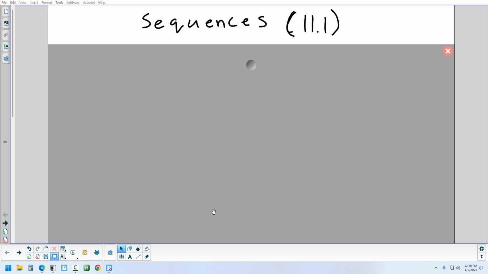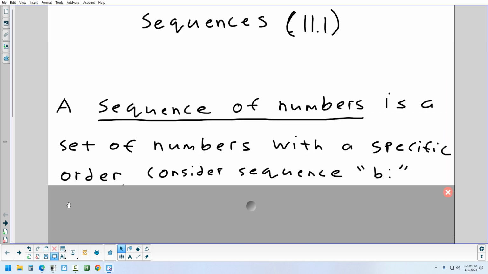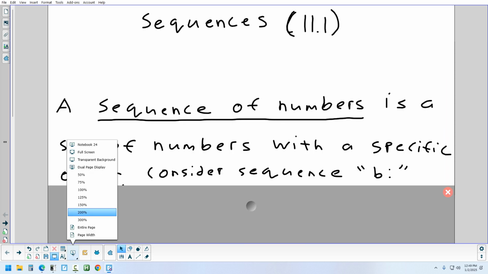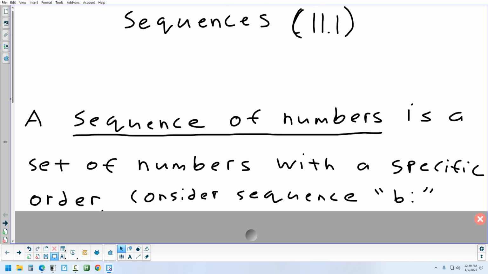All right, so we're going to take a look at our last chapter, which is chapter 11. We're going to do 11.1 today, and we'll do half of 11.2 tomorrow, and then that'll be it. So we're going to start out by looking at what's called a sequence. The goal in this section is I'm going to be giving you a list of numbers, and we want to be able to predict the next number in the sequence.